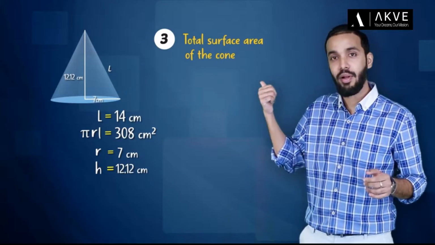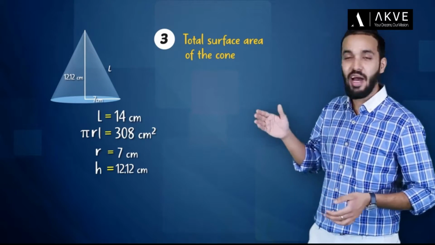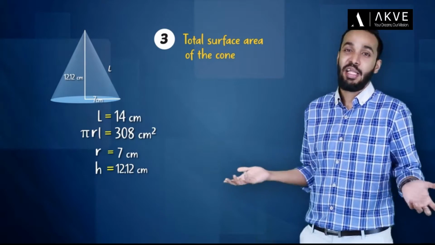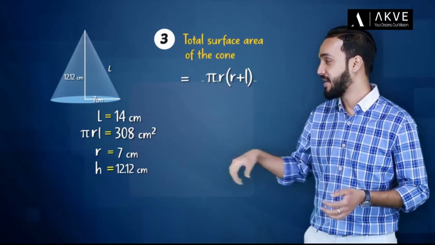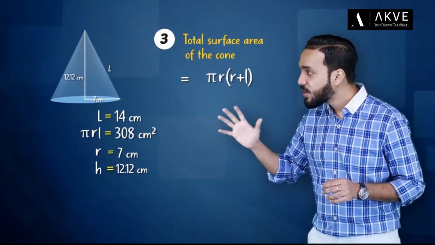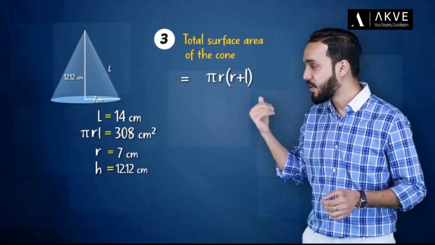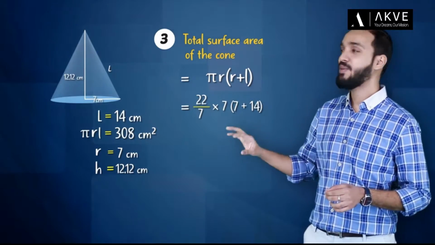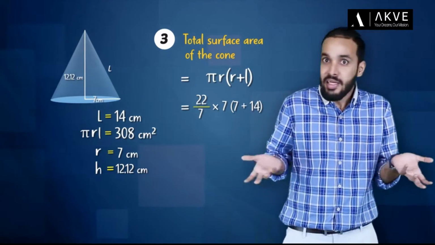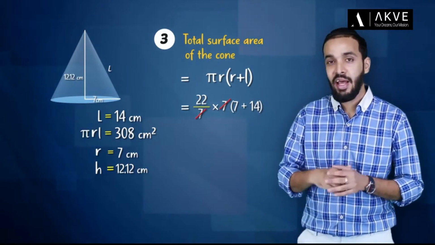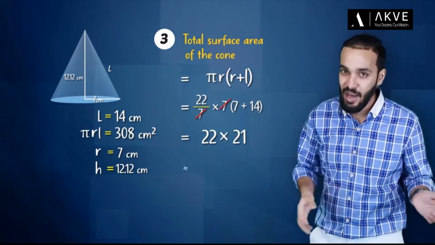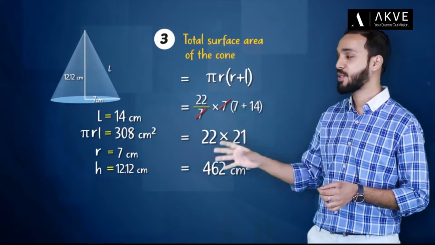For the third requirement, we just have to substitute the values of L and r in the formula for the total surface area, that is pi r into r plus L. So now, the total surface area of this cone is equal to 22 by 7 into 7 into 7 plus 14. 7 obviously gets divided and we are left with 22 into 21, which is the same as 462 square centimeters.